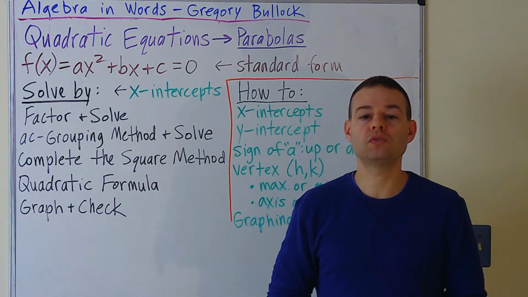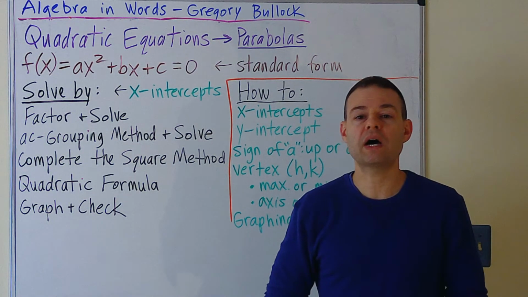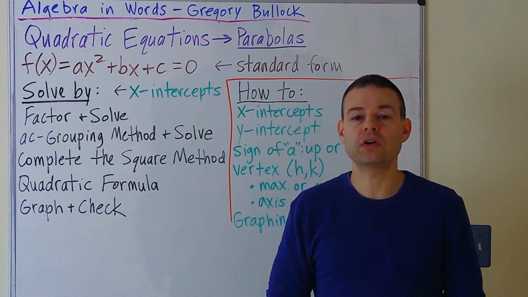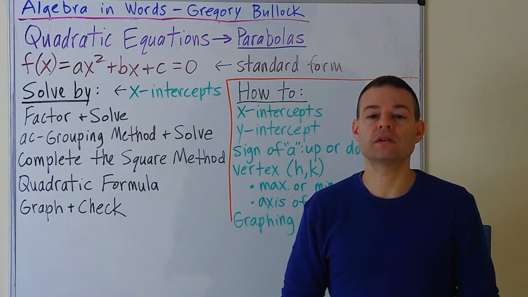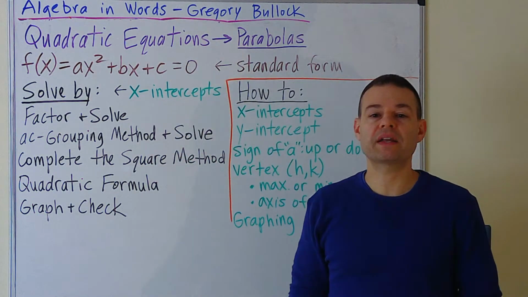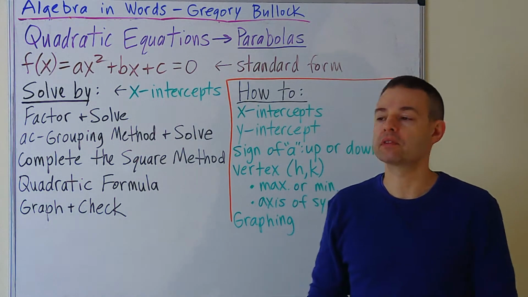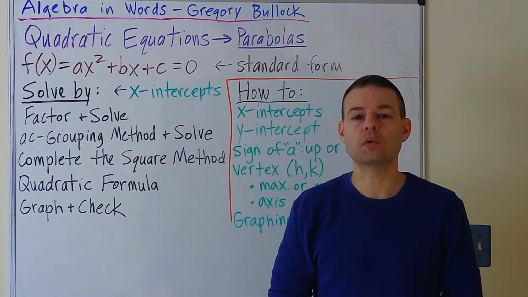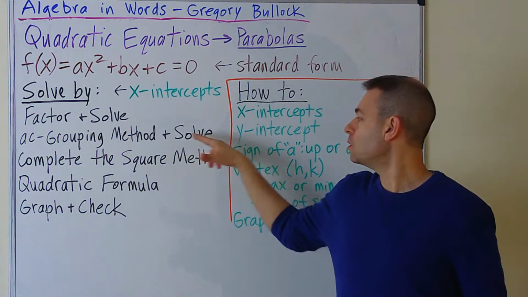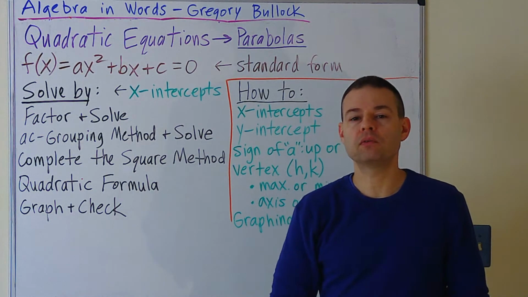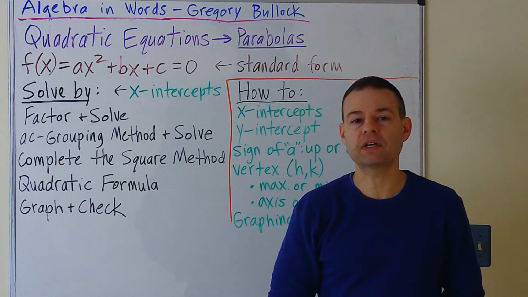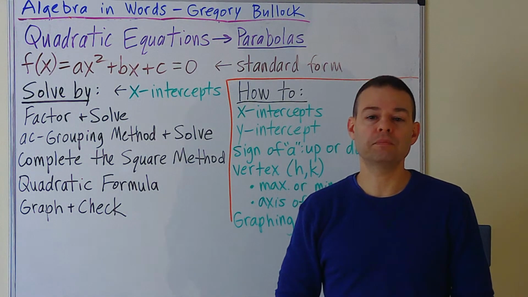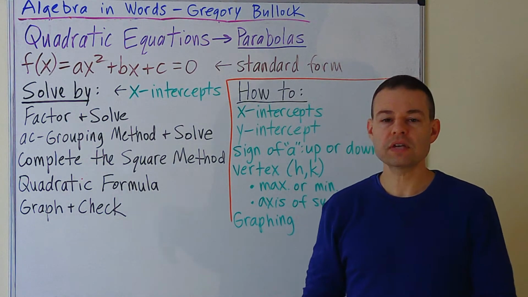So what I'm going to teach you is how to solve by the following methods, or some of them I went over in previous videos already. But the point is that you can solve quadratic equations and functions by the following methods. It can either be factor and solve, basically by the trial and error method or the reverse FOIL method. You could do it by the AC grouping method, which is really just another way of factoring and solving. And again, I went over that in a previous video. You could also do it by the complete the square method. There's a time and place for that.